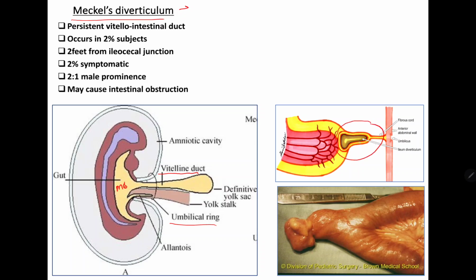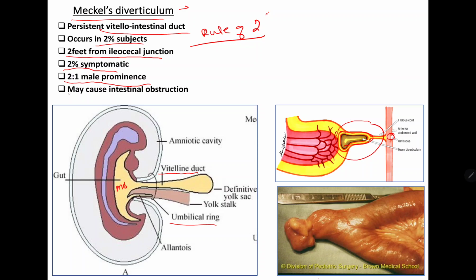This is a midgut loop, this is the future umbilicus, and this is the persistent vitellointestinal tract, that is known as the Meckel's diverticulum. Okay, there is something called the rule of two in relation to this Meckel's diverticulum. It occurs in 2% of the subjects. It is present 2 feet from the ileocecal junction. In 2% of the cases it is symptomatic, and there is a 2:1 male prominence, more in case of male.